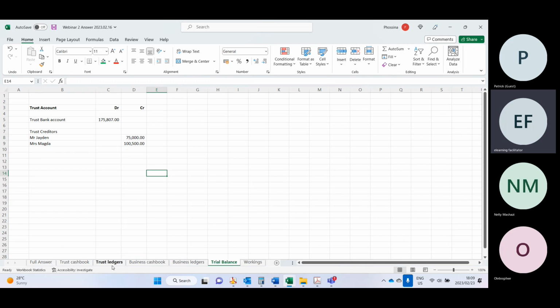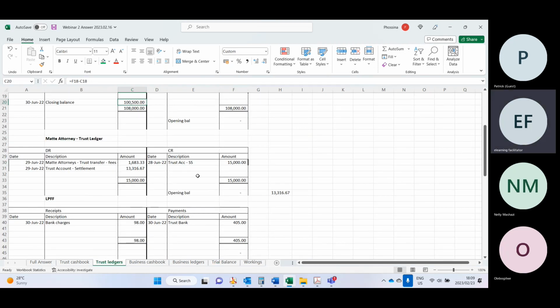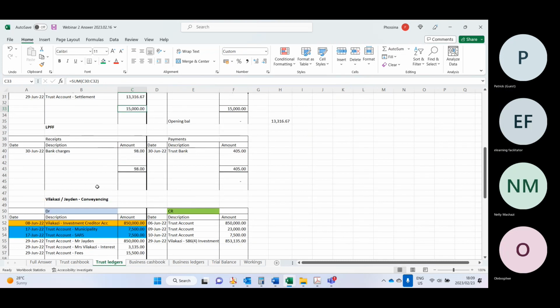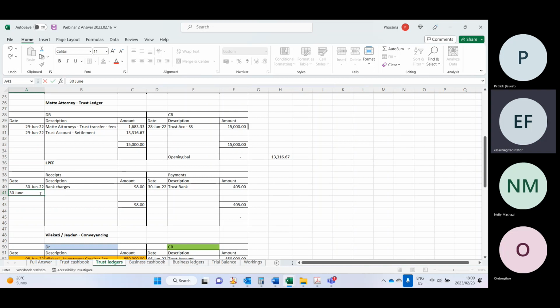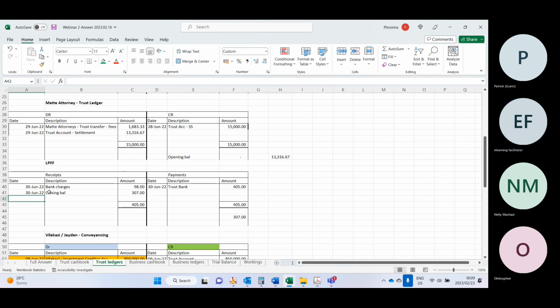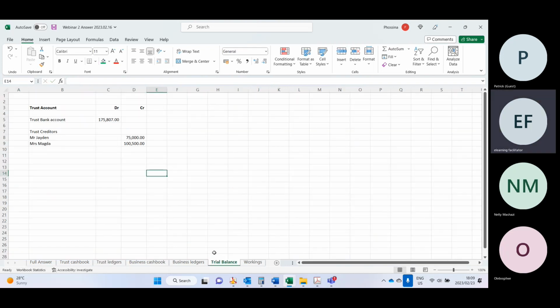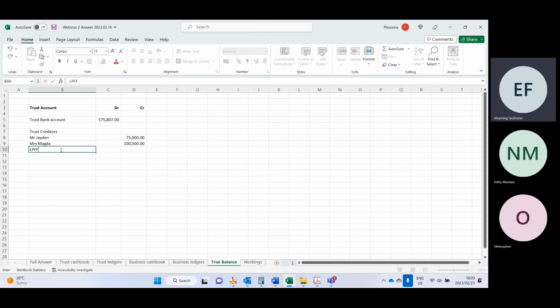So we should have another trust creditor, which this one balanced off. You can see this 1515. So our other one is the LPFF. Okay. So 30 June 2022. Closing balance that will pay on the first. It's 405 minus 98. So it's 307. So when we come to our trial balance, we've got the LPFF. How much is it? 307. Okay, so if you can add up to see, are we balancing?